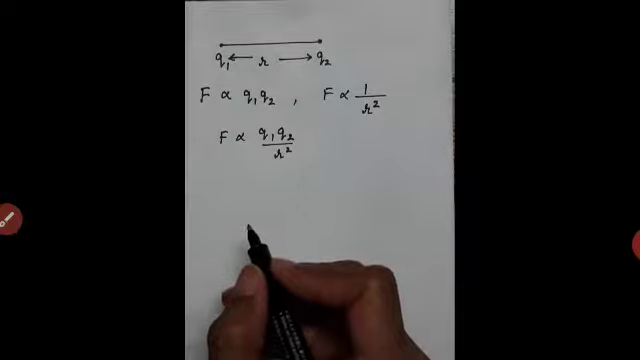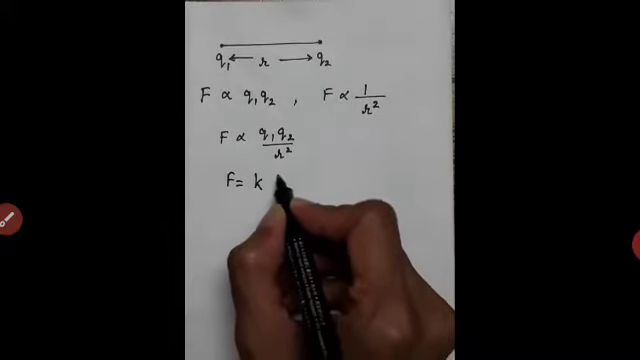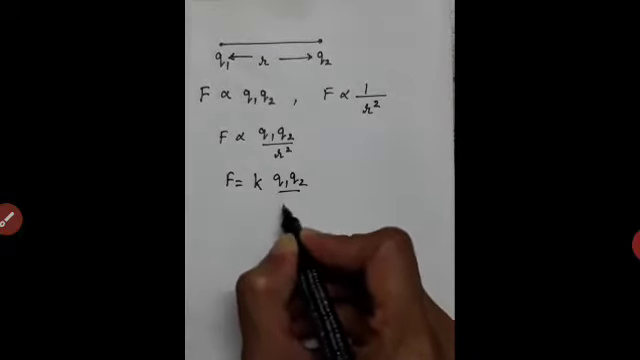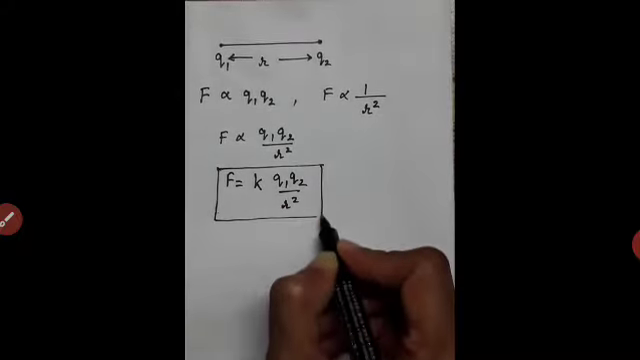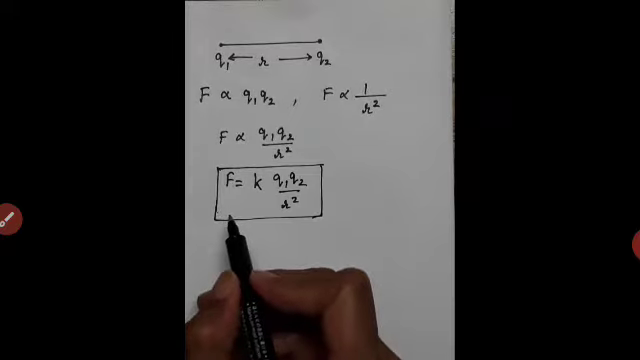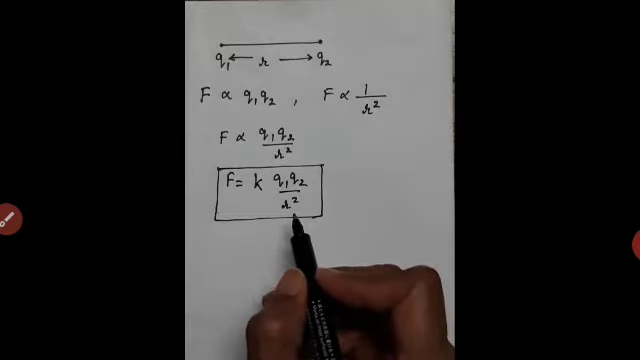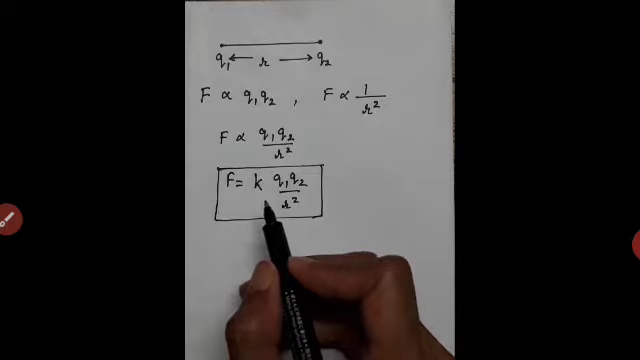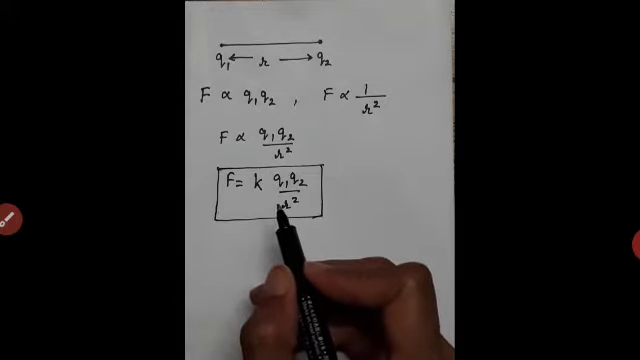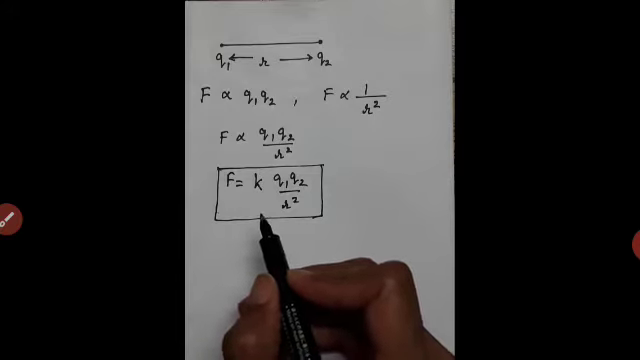We remove the proportionality and introduce a constant denoted by small letter k, so F equals k Q1 Q2 by r square. This is the mathematical form of Coulomb's law. F gives the magnitude of the force acting between the two charges Q1 and Q2, and r is the distance of separation. K is a constant called Coulomb's constant. The value of Coulomb's constant is 9 into 10 to the power 9 Newton meter square per Coulomb square. We will see how this value has come a little later.